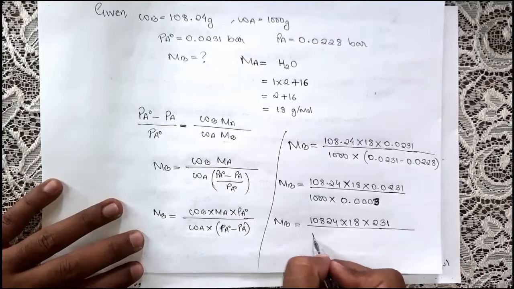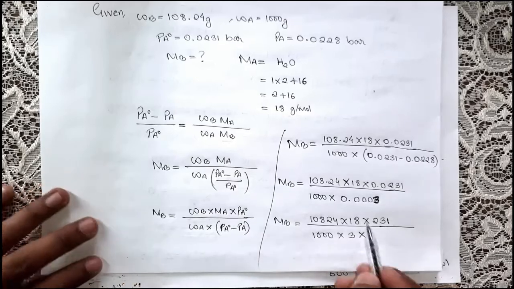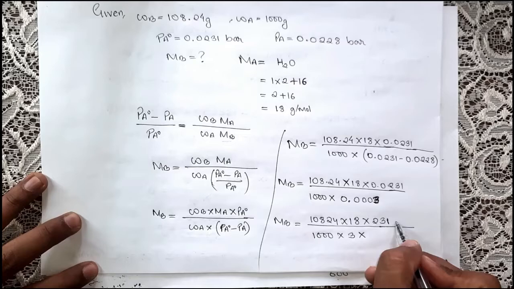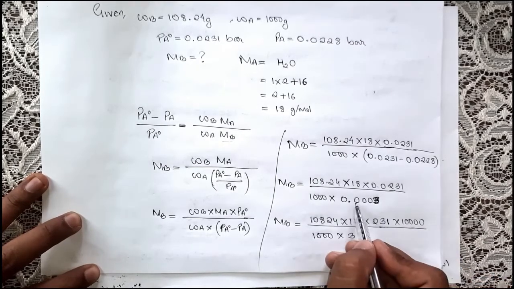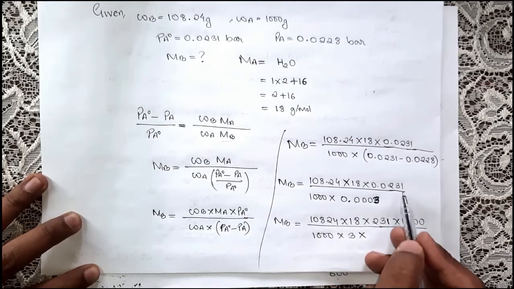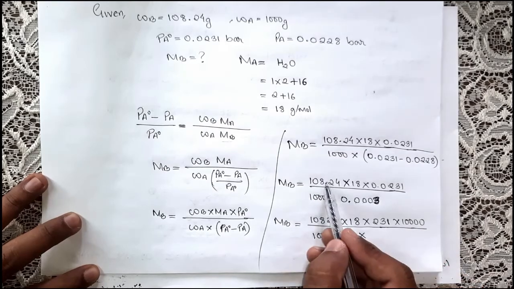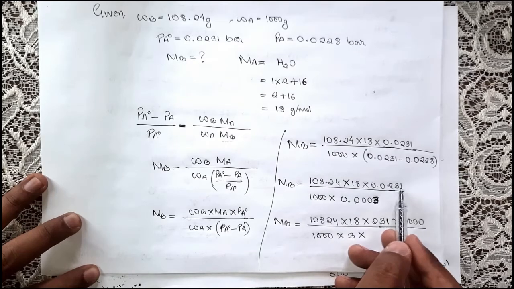10824, this is how you're going to remove the points. 18231, 1000 out here, and then out here 3. So after the point I have 1 2 3 4, 4 digits. So upside I will put 4 zeros. Since after the point I have 4 digits, I'll put zeros on the upper part. 1 2 3 4, 4 zeros.